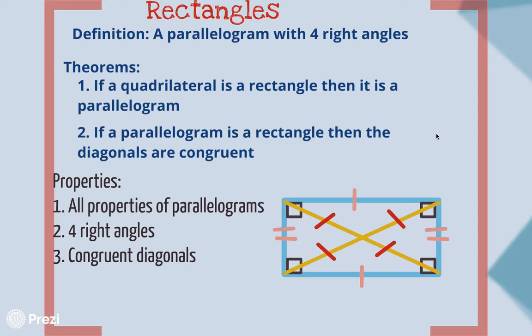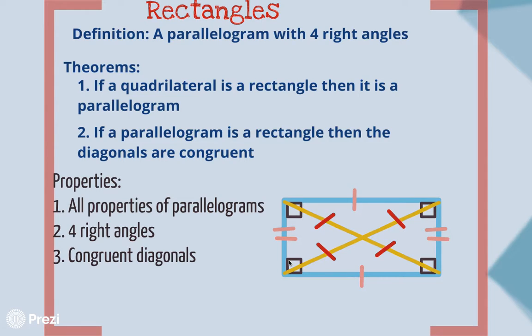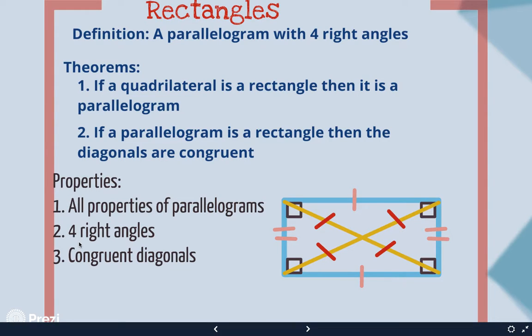Diagonals still bisect each other. And same-side interior angles are still supplementary. So you have to keep all five of those things in your noggin as well as these additional properties when you're solving things about rectangles. So a rectangle has to have four right angles because that's a part of the definition. And in this case, the diagonals are actually congruent.